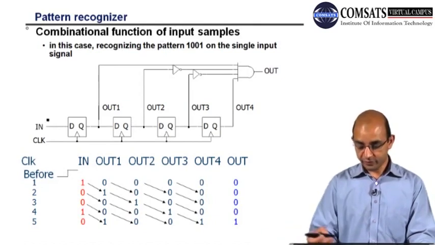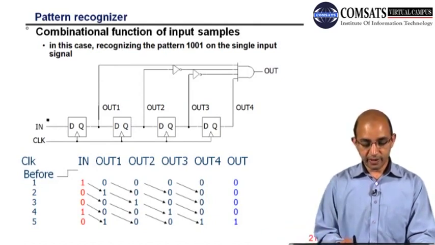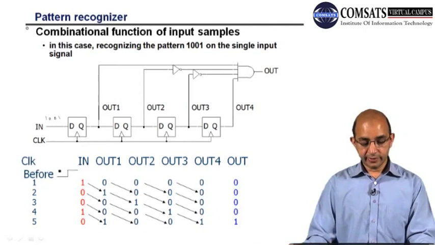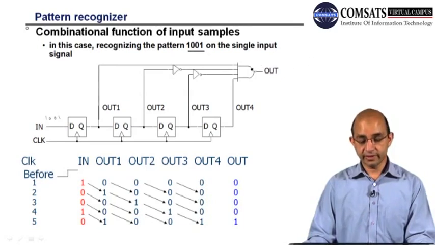So first, what we need to do is apply the input, that is 1001, and this is the clock, and this is the out. Whenever we have 1 at the output, it means our desired pattern has arrived. As long as we have 0 at the output, the pattern has not been recognized yet.